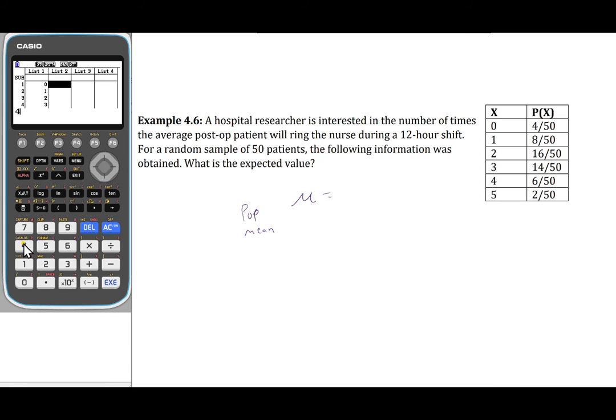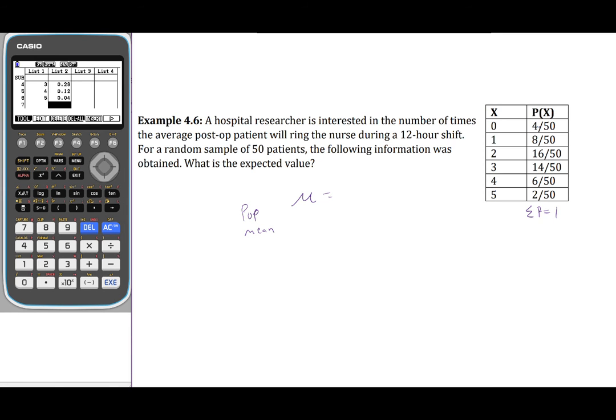So 4 divided by 50, 8 divided by 50, 16 divided by 50, 14 divided by 50, 6 divided by 50, and the last one is 2 divided by 50. One thing to keep in mind with probability distributions is that the probabilities must all add up to 1. The sum of p should be 1.